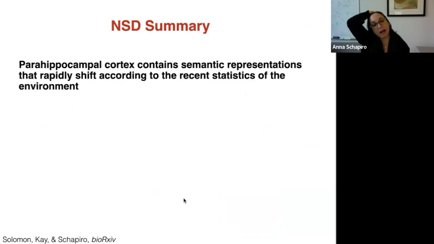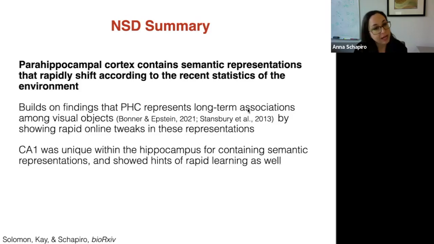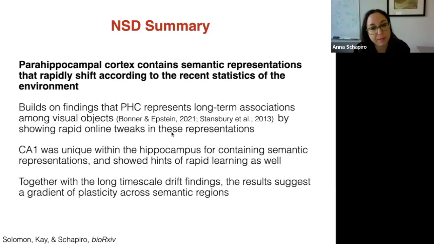Okay, so to summarize this section, we found that parahippocampal cortex contains these semantic object representations that rapidly shift according to the recent statistics of the environment. We think this builds nicely on findings that the parahippocampal cortex represents long-term associations among visual objects by showing that there are these rapid online tweaks happening in these representations. CA1 was unique in the hippocampus for containing semantic representations and showed some hints of this rapid learning as well, which we think is consistent with the general way that we're thinking about that region.